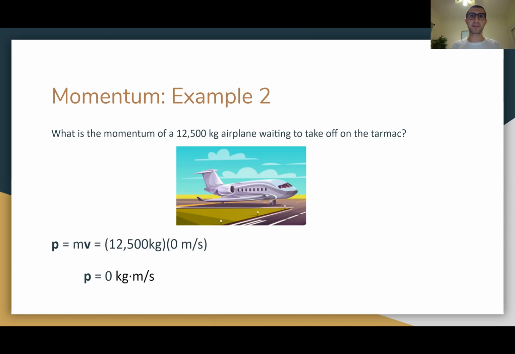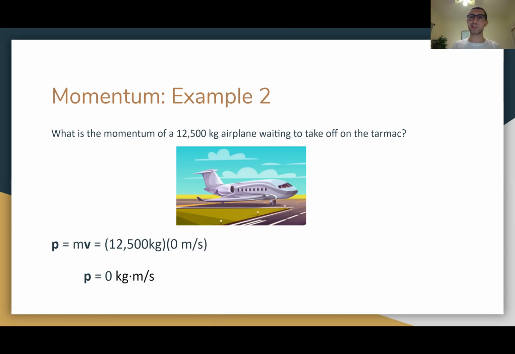So we have our same formula, the mass times its velocity. It is waiting to take off, it is not moving. So its momentum is 0 kilogram meters per second. So stationary objects have 0 momentum. That is important. Stationary objects do not have any momentum. Momentum is the quantity of motion for moving bodies.